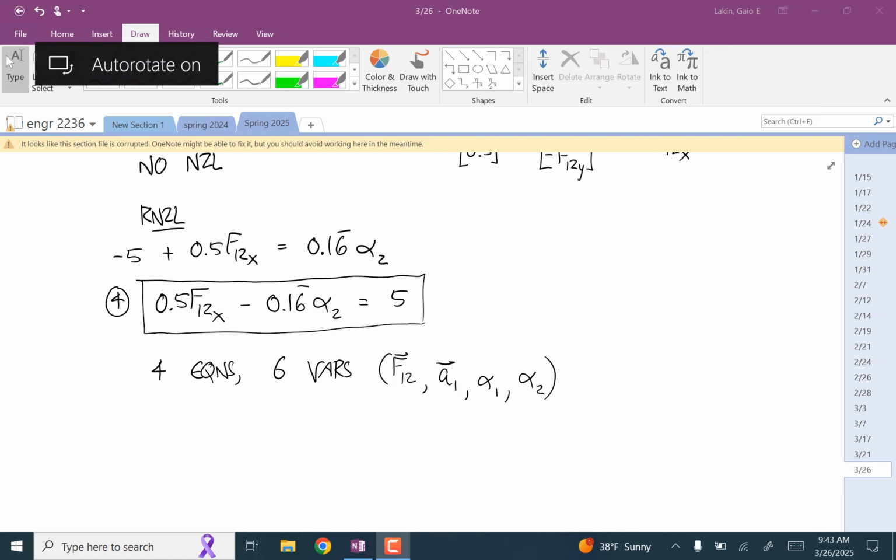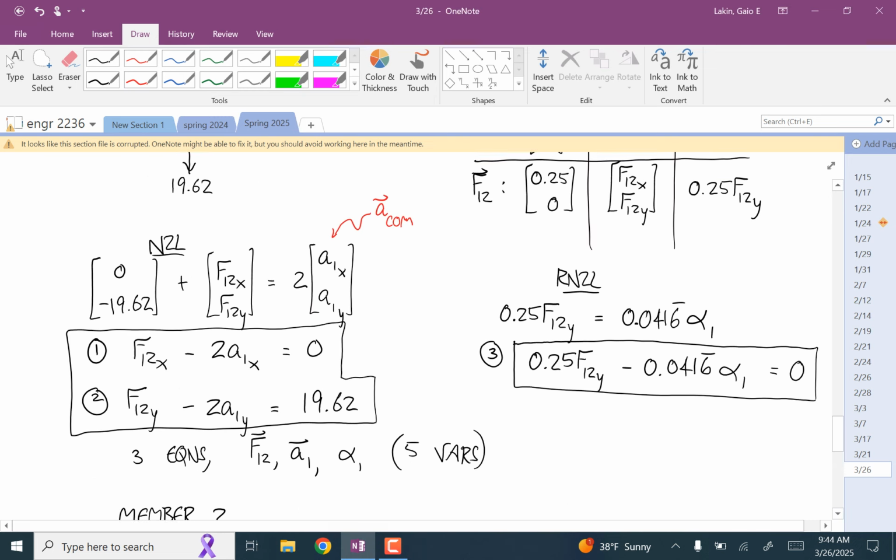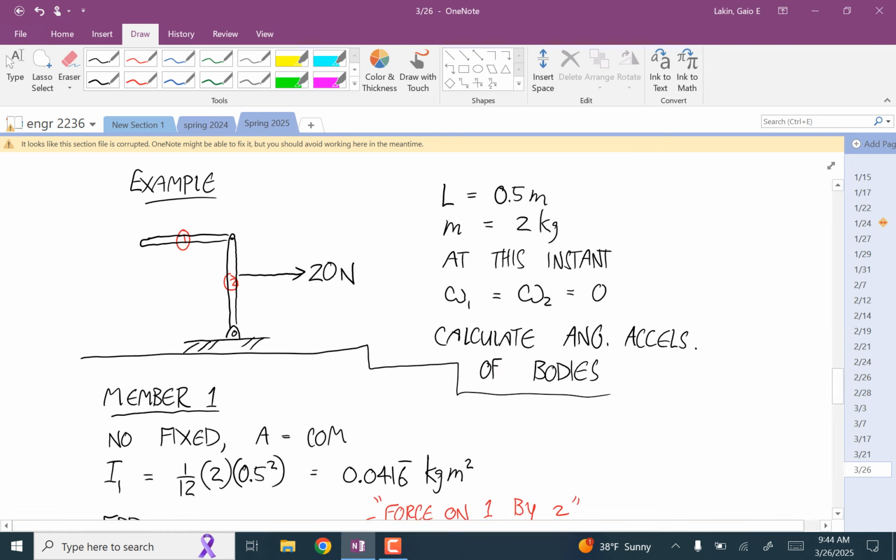Now we're done with the rigid body kinetics part. We're on to the constraints part. And so our constraint here, the only constraint that we have to deal with is the pin between bodies 1 and 2. Okay, so I'm going to call this point P.